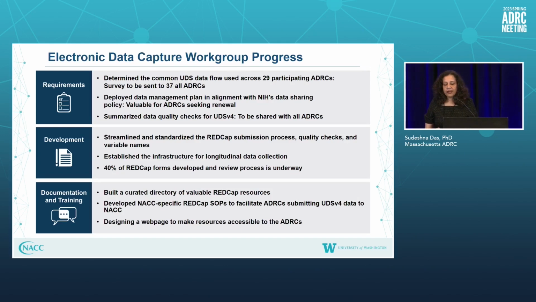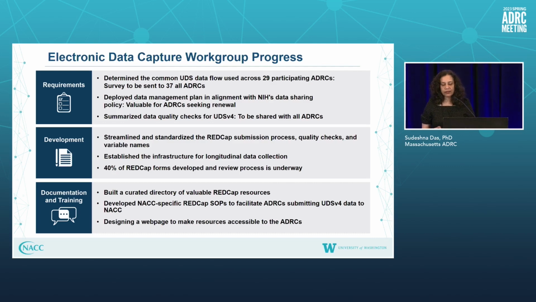The 3 work groups have made tremendous progress over time. The requirements subgroup determined the common UDS data flow used across 29 participating ADRCs, and the survey was sent to all 37 ADRCs, and we got really near full response. They deployed the data management plan in alignment with NIH's data sharing policy, which we heard about yesterday from NIA. And it's been a very valuable resource for ADRCs seeking renewal, including ours. They summarized data quality checks for UDS version 4 to be shared with all the ADRCs. So as Sarah mentioned, there'll be an actual rules working group as well.